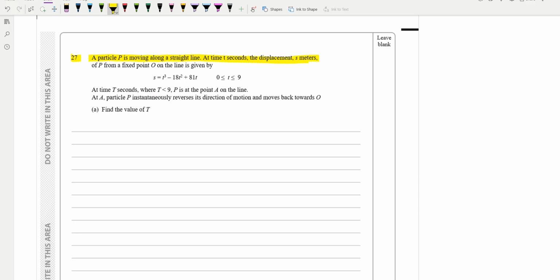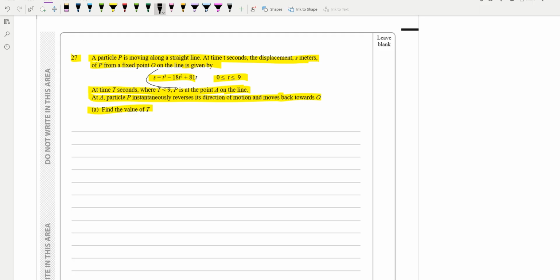The displacement s meters of P from a fixed point O on the line is given by s equal to this, where time varies from 0 to 9. At time t seconds, where t is less than 9, P is at the point A on the line. At point A, P instantaneously reverses its direction of motion and moves back towards the origin. Find the value of t.